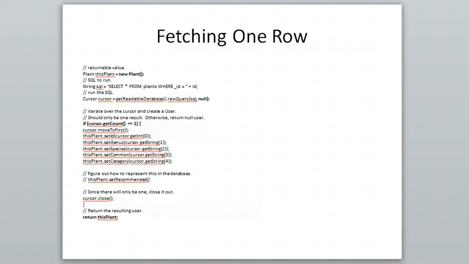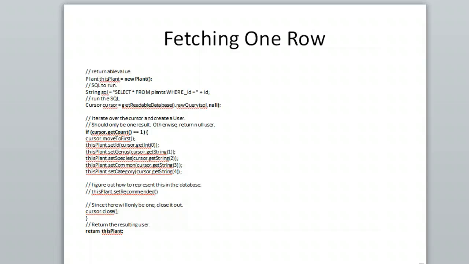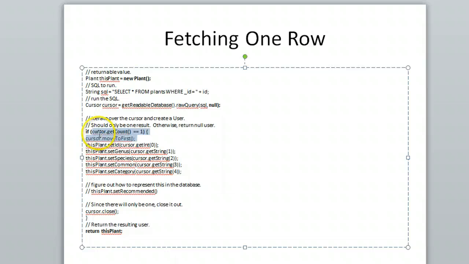So we can fetch one row from the database, and I know this is a little bit small. Let me just expand this a little bit. We can fetch one row from the database by checking first to see how many rows are in this cursor. Hopefully there should be one, especially for selecting by a unique identifier, because the whole point of a unique identifier is it should be unique. That is, it should return exactly one row.